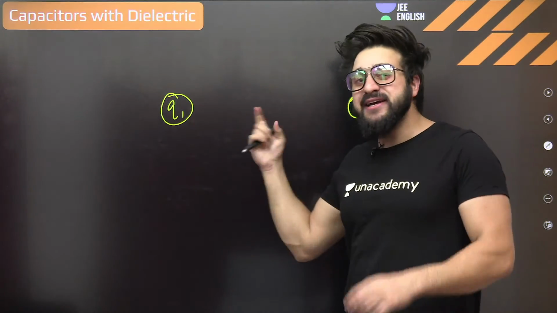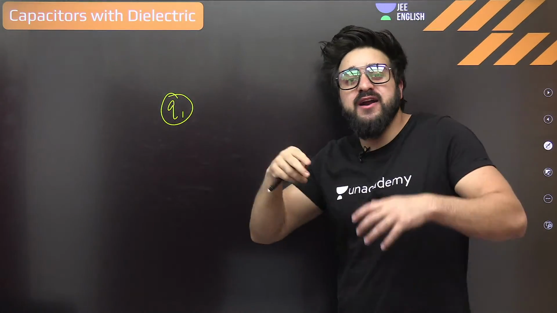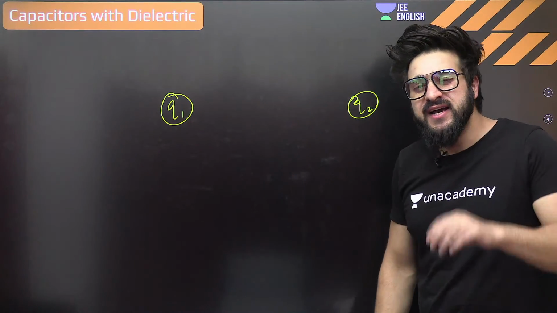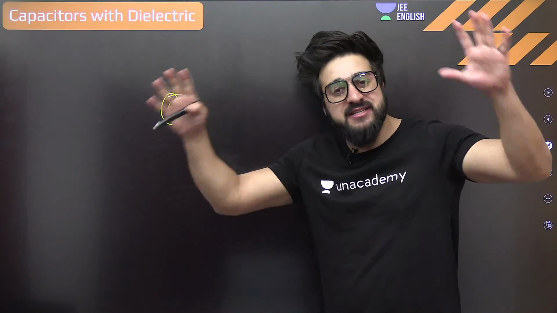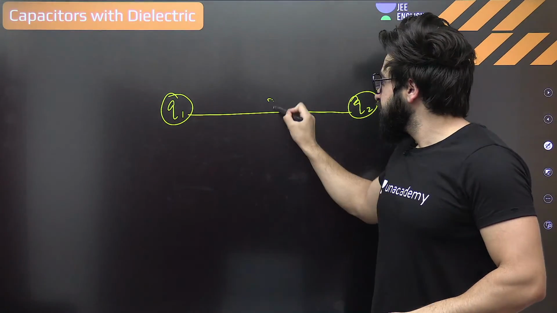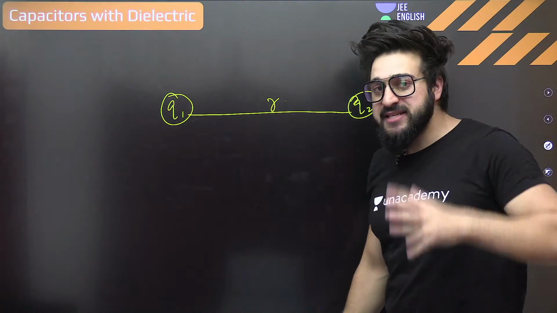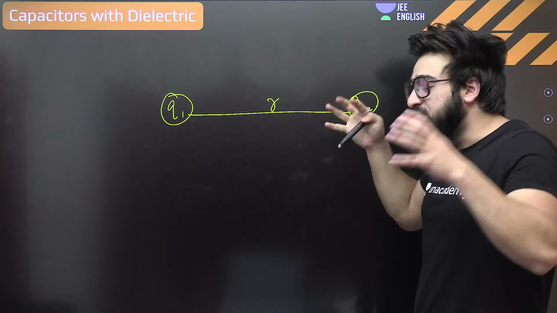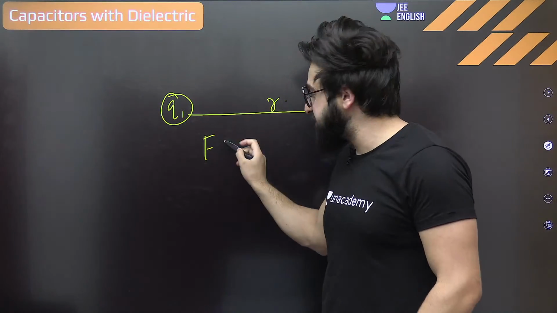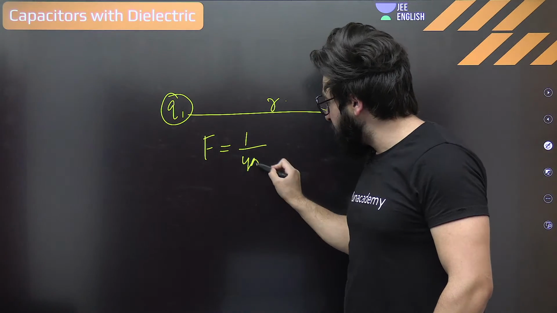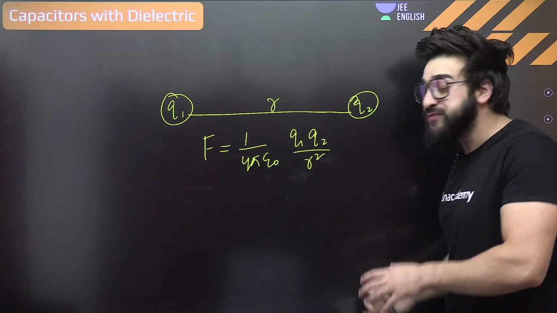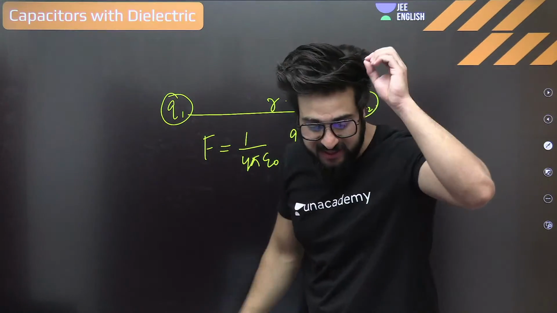You'll simply say they'll start repelling each other if both the charges are positive. They'll start applying force on each other. If they are positive and negative, unlike charges attract. The charges at r distance, the Coulomb's force between these two is 1 by 4 pi epsilon naught q1 q2 by r square. This much of force they will apply on each other. We have studied this till now.